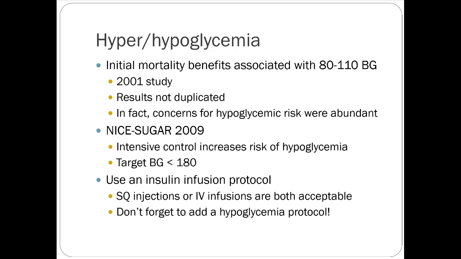No one could duplicate these results, and in fact, there was a larger study in 2009 called NICE-SUGAR, which is sort of a landmark study that showed that it actually increased the risk of hypoglycemia substantially, which shouldn't be a surprise to anyone, right? Tighter control is always going to increase your risk. And then a target blood glucose of less than 180 in that study showed that the outcomes were just as good as the tighter control group in the 2001 study. So we don't target aggressive glycemic control in ICU patients anymore. We target below 180, and anything within that is fine, assuming they're not hypoglycemic, of course.